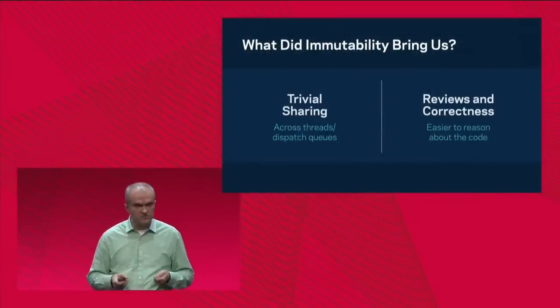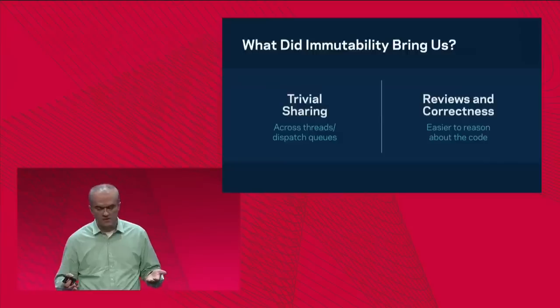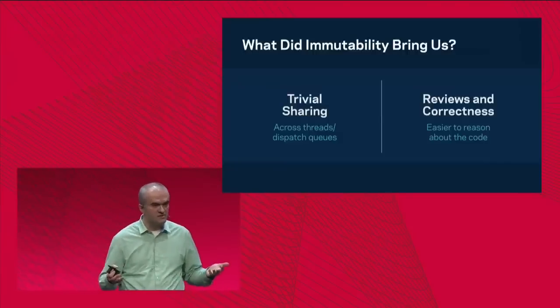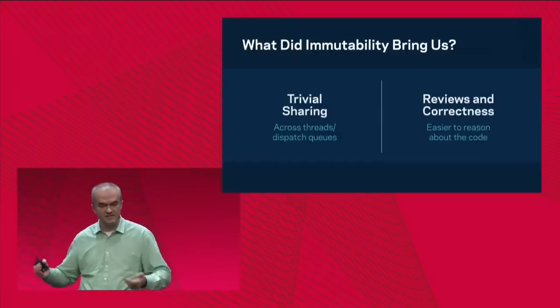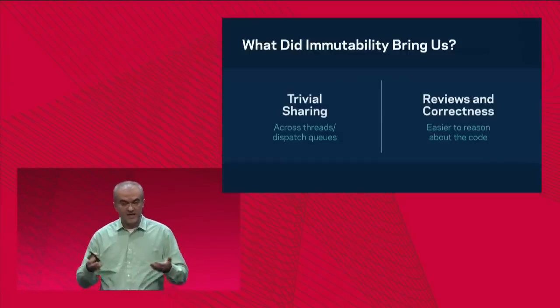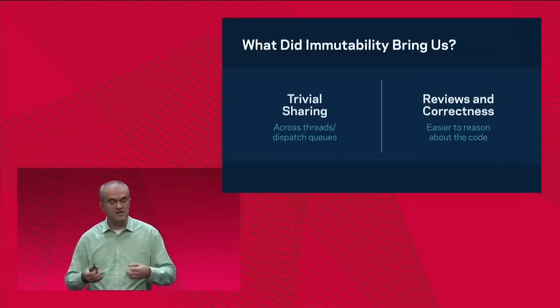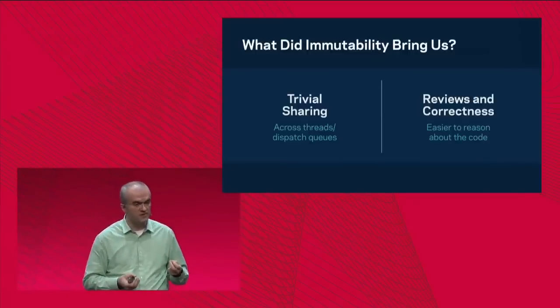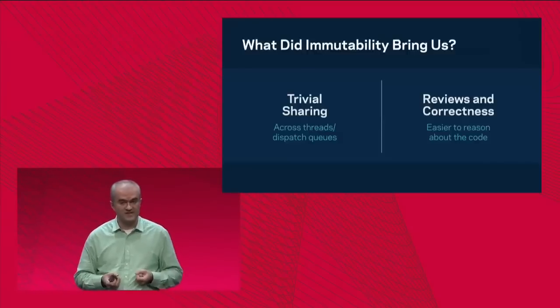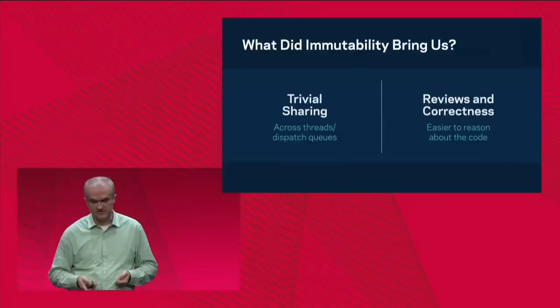Perhaps the part of the new system that I like best is that our MEM models are immutable. Why is this so good? Well, now sharing is trivial. Now, every child can write concurrent programs, even the well-behaving kids, right? And you can dispatch objects easily to queues, to threads. It's very easy to reason about the code. It's easier to write tests. It's easier to review other people's diffs.